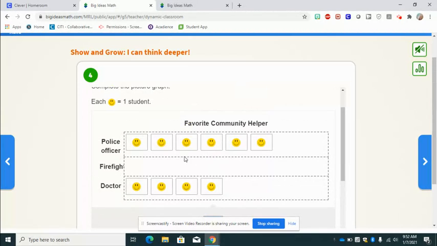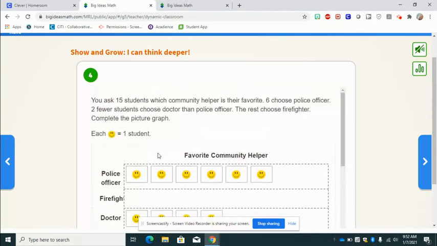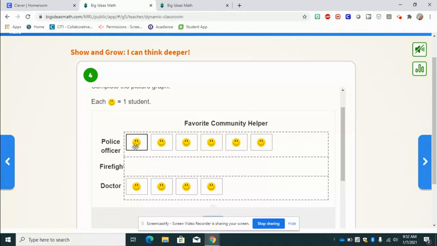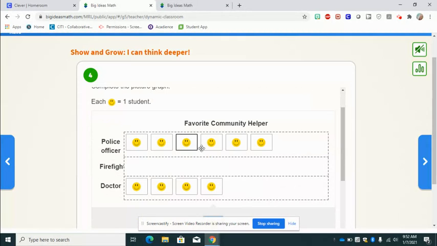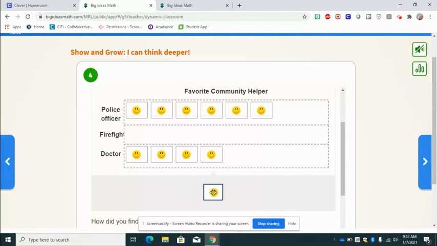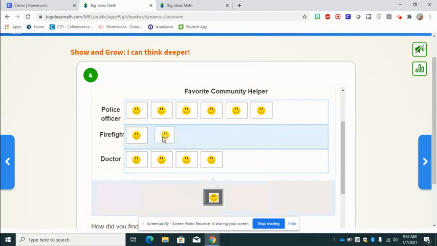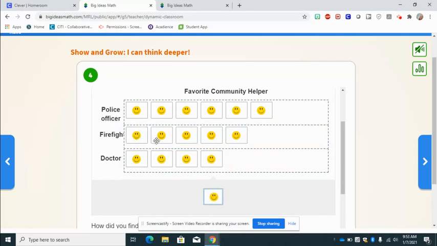Okay, then we need to know how many chose firefighter. Well, we can count our smiley faces and see how many we have all together because we know we have to have 15 students that voted. So we have 1, 2, 3, 4, 5, 6 plus 4, which is 10, but we need 15. So what we could do is count up from 10 until we get to 15 to see how many that is. So we're going to start with 10, 11, 12, 13, 14, 15. So firefighter has 1, 2, 3, 4, 5 smiley faces beside it.